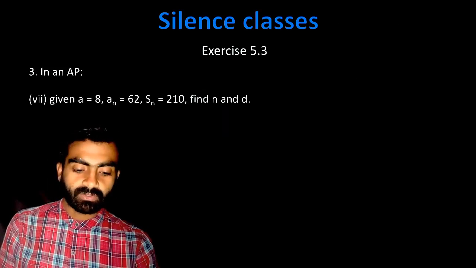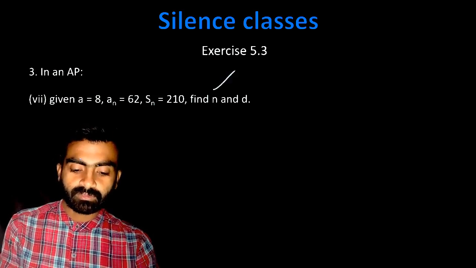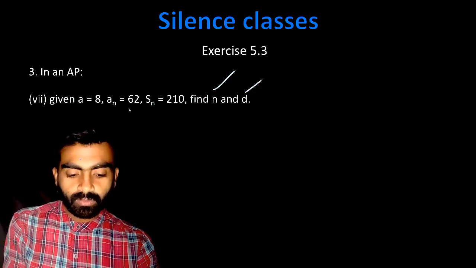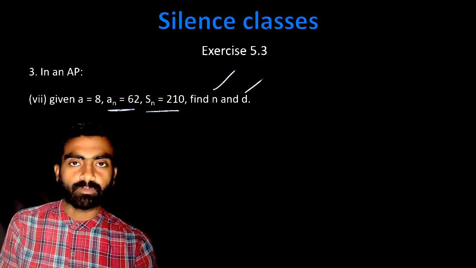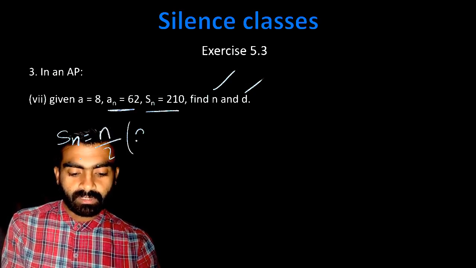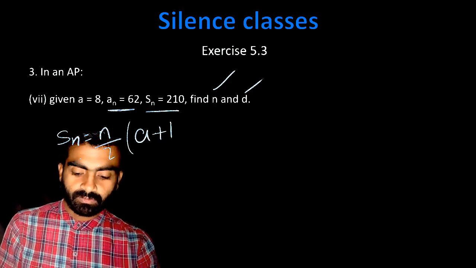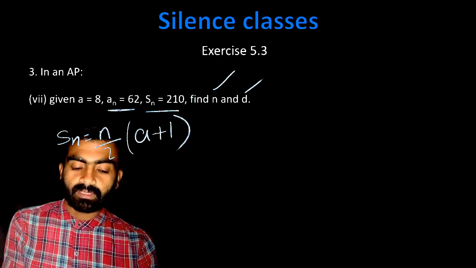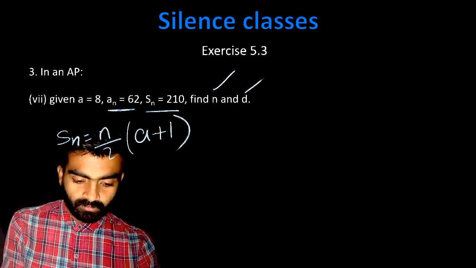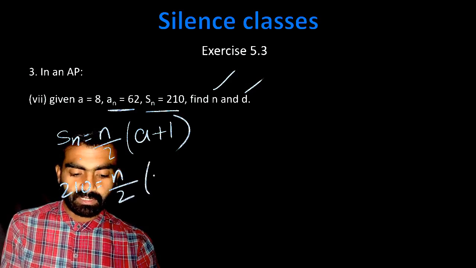a, first term we are having, okay, nth term we are having, that is 62. Sum of n terms we are having, we have to find the number of terms, and we have to find the common difference. Over here we are having the last term, and the sum of terms, we are having both the things. So by using a different formula we can find that Sn is equal to n upon 2 (a plus l). By using this particular formula we can find the sum of n terms. So Sn is equal to 210 is equal to n, we don't know, and we have to find it, multiplied by 8 plus the last term we are having, that is 62.